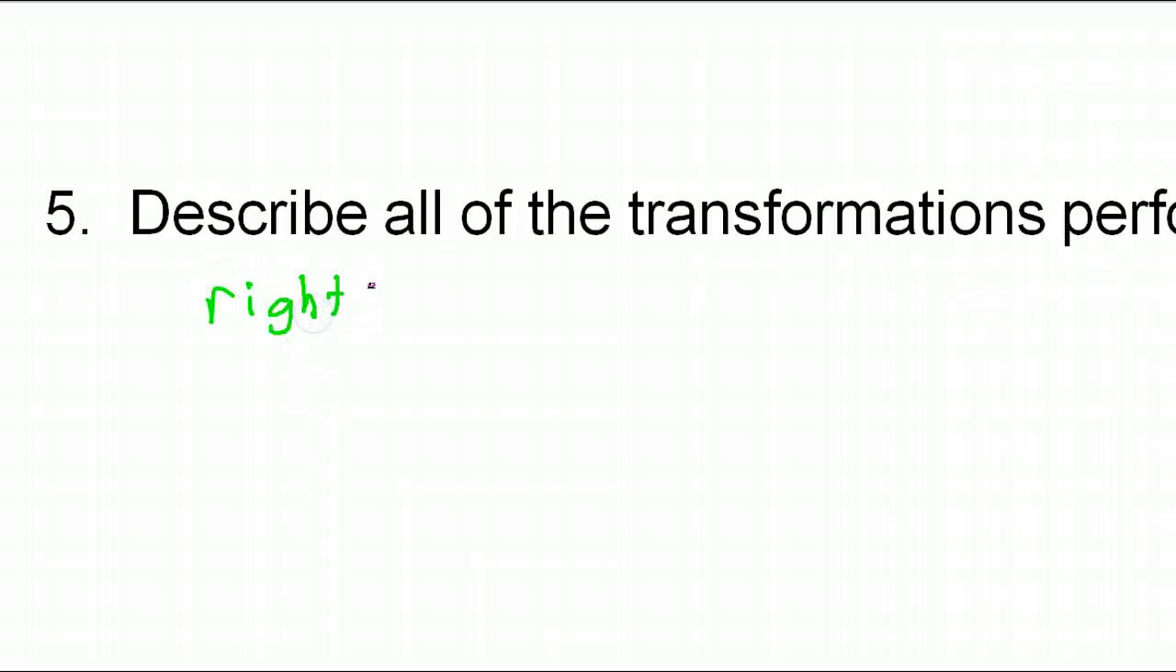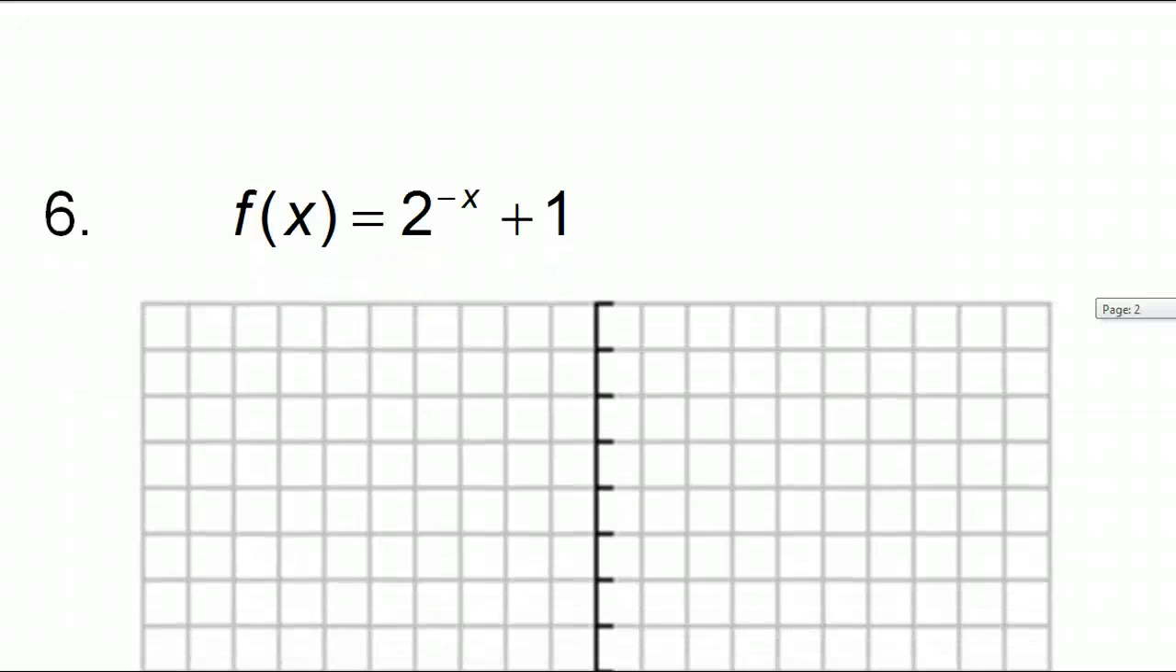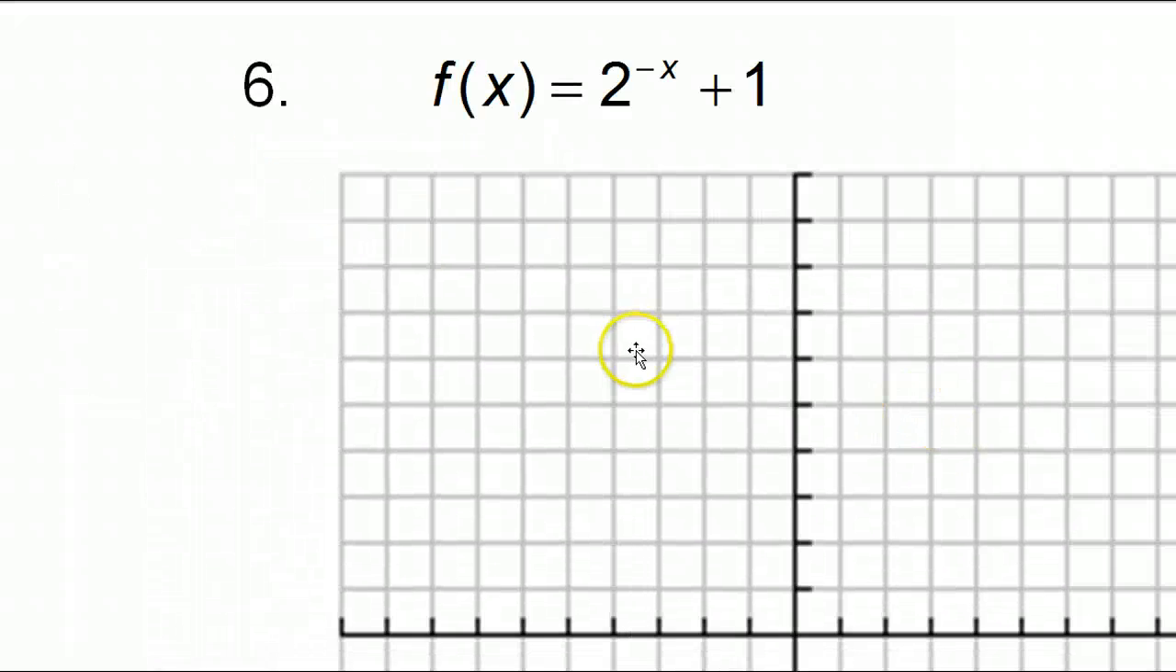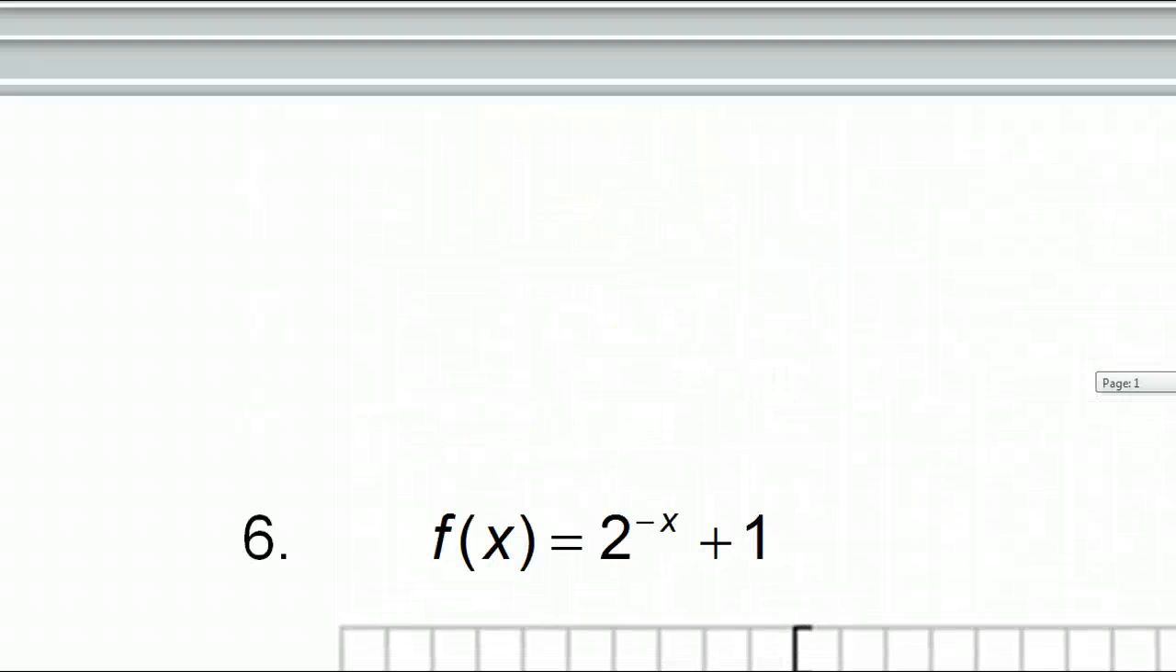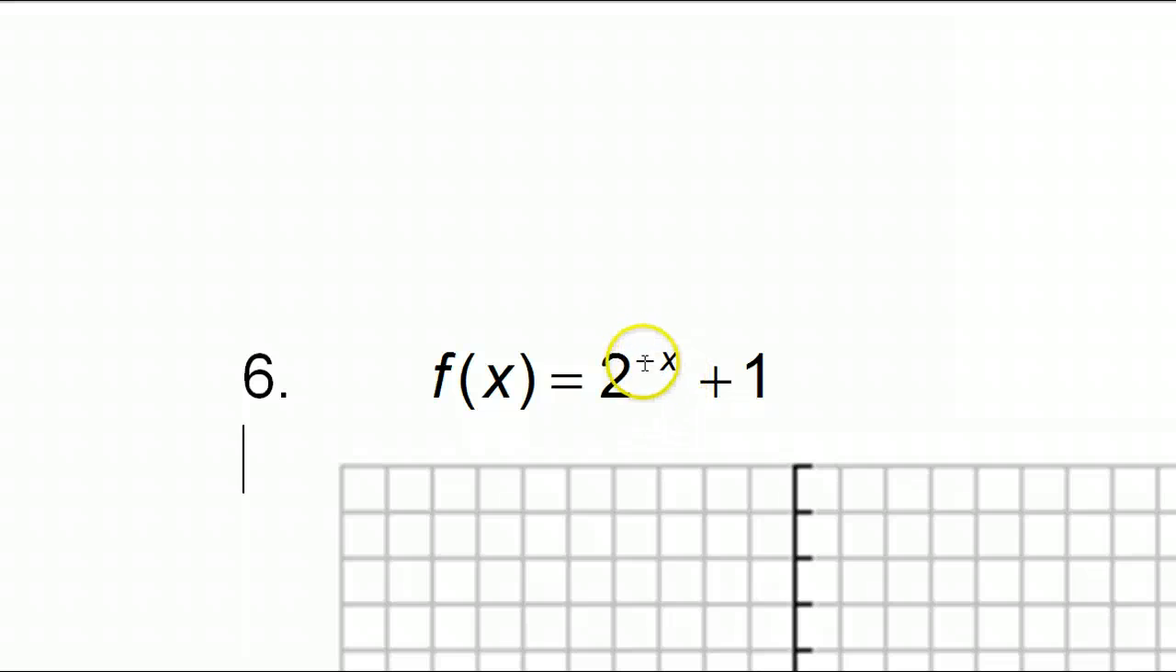All right, right 3, down 1. Boom. Okay, number 6. Number 6 is a little bit of a trick, so watch it. Do not get fooled. The negative x power.